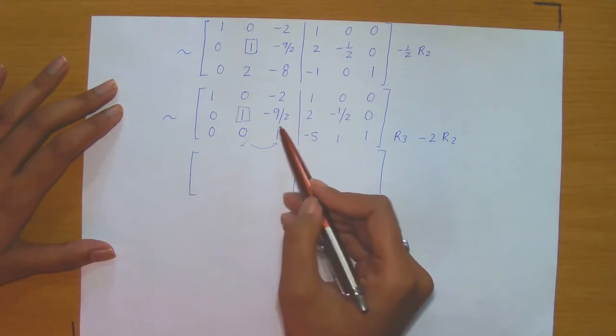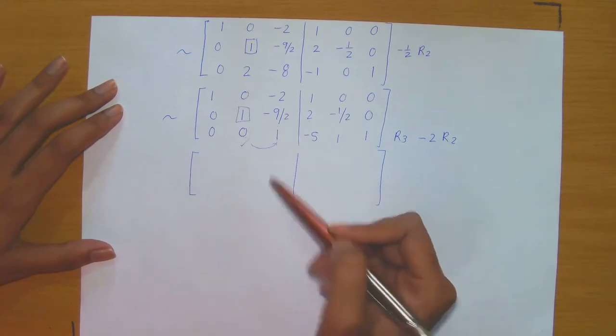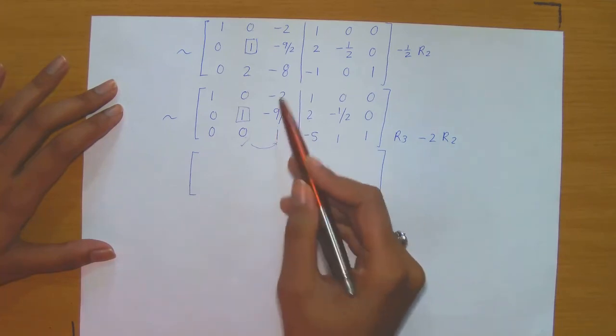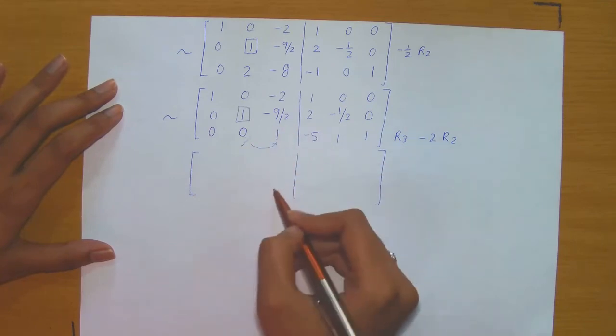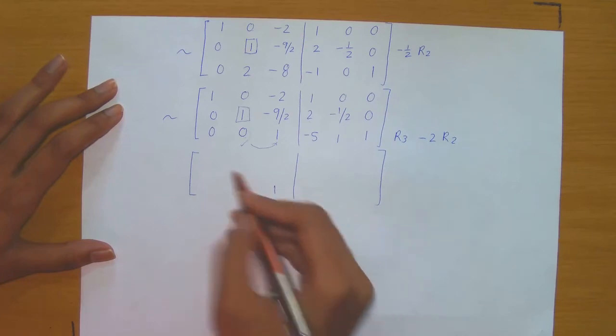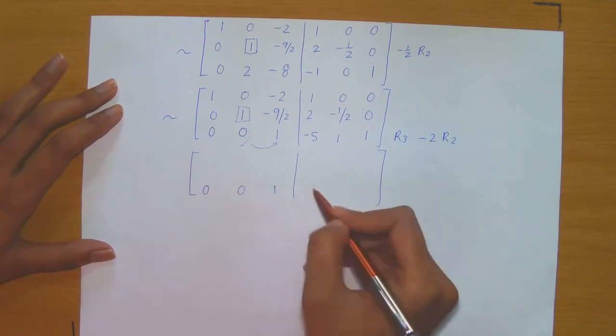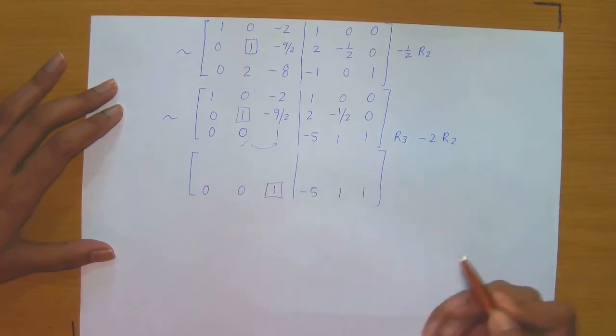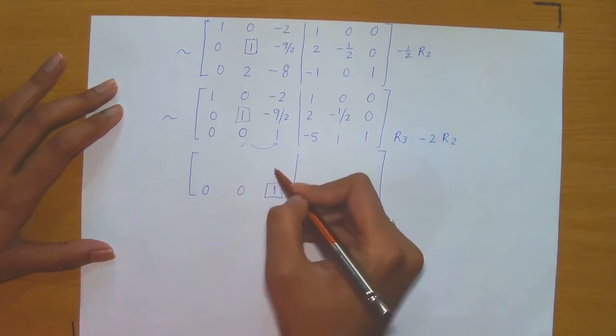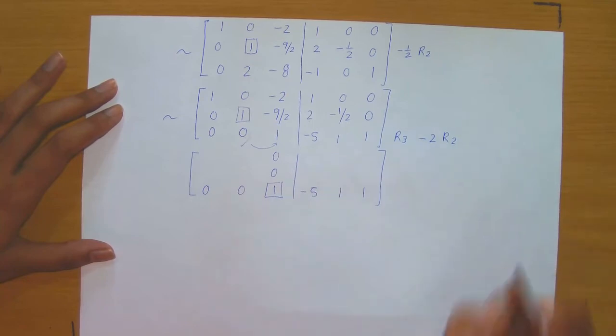In column 3, I need to work with the third entry in column 3. That needs to be 1 and everything else above it needs to be 0. But observe that this is already a 1. So that means I do not need to do any conversion, so I'm just going to copy that row as we see it. And let me box it because this is now my pivot entry. Remember, what do I want? I want zeros above it. So that is what I'm working towards at this stage.